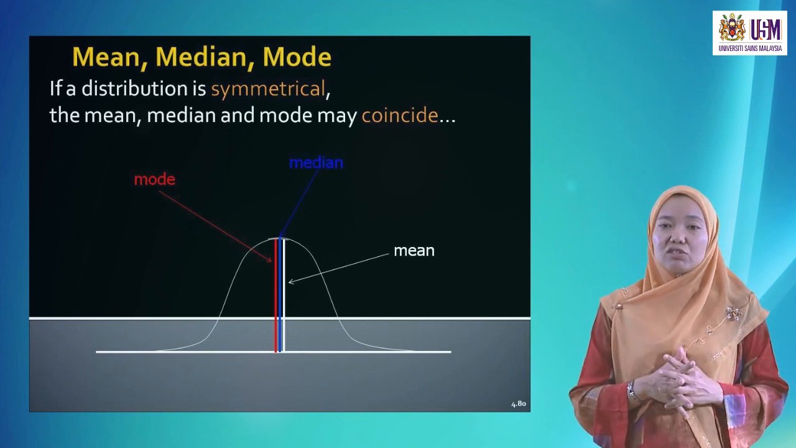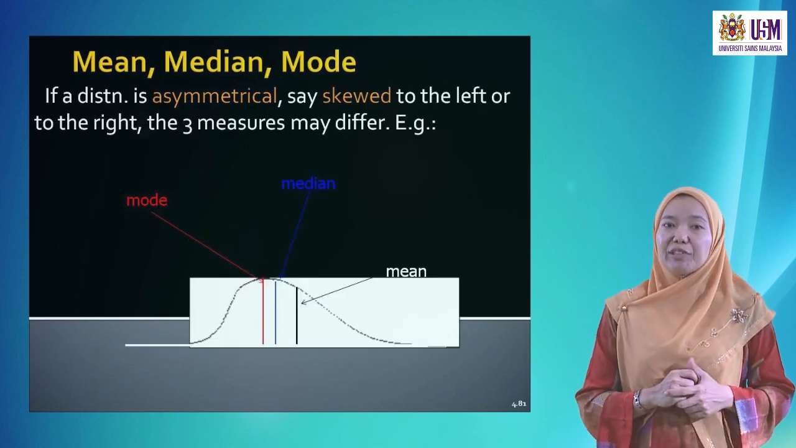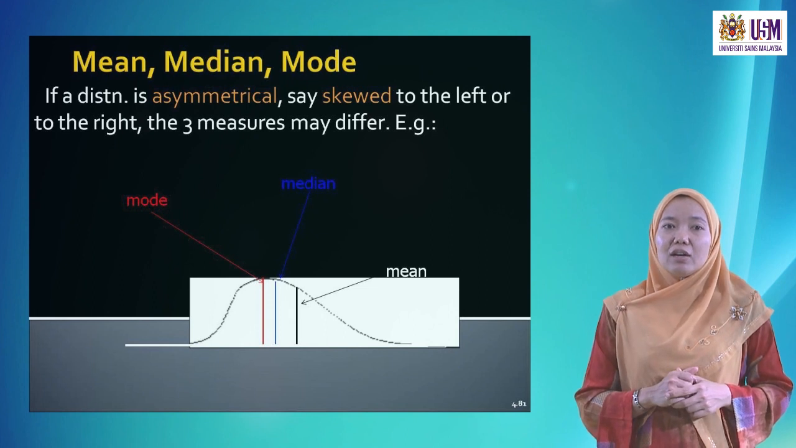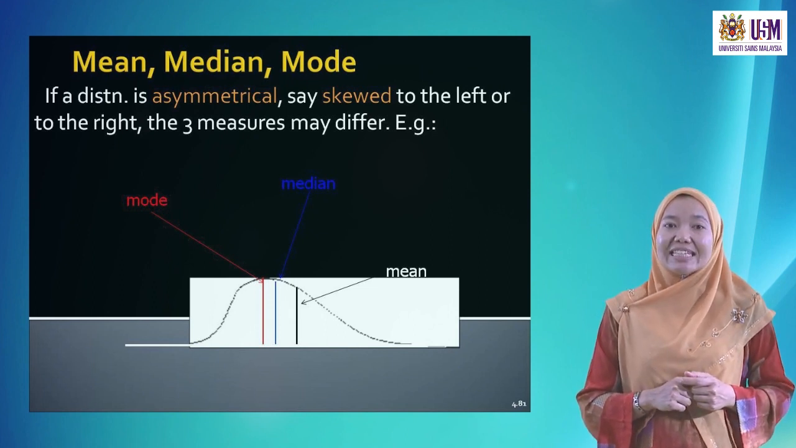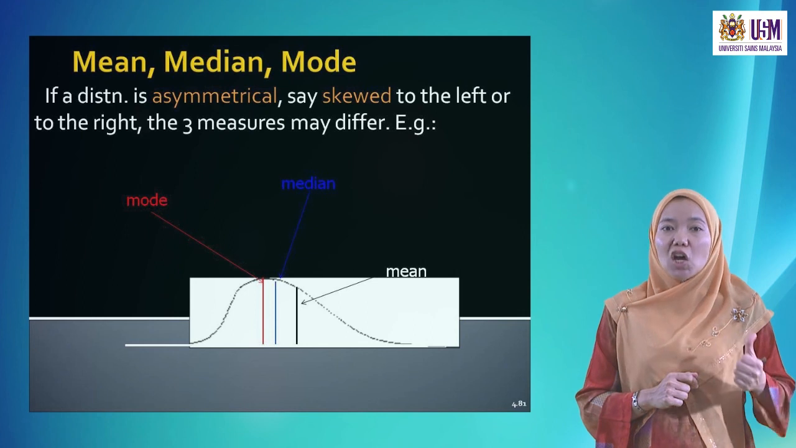They are symmetrical. Compared to the symmetrical distribution just now, if a distribution is asymmetrical, that means it is not symmetrical.